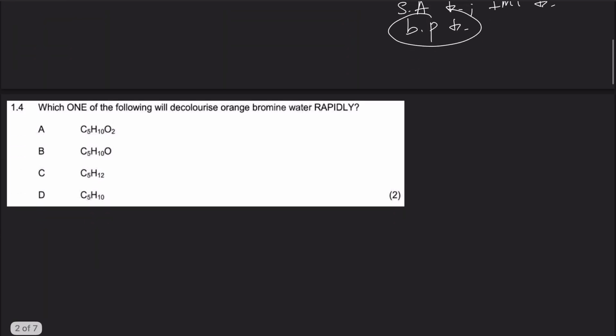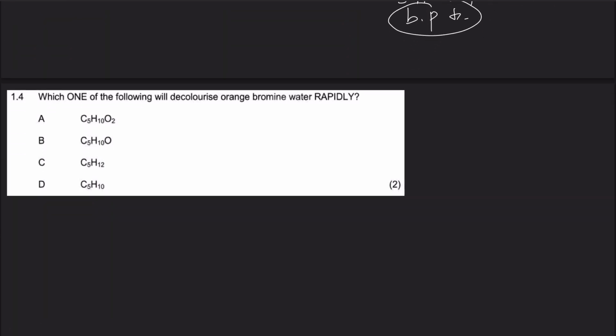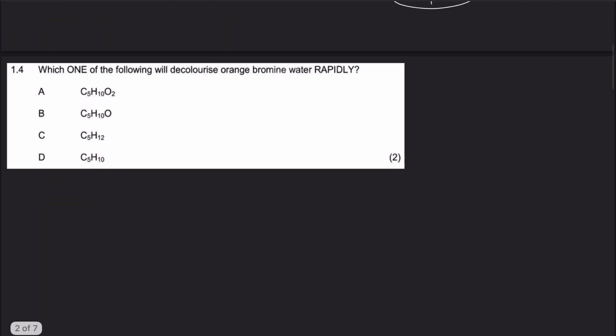Right, so let's move on. Question 1.4. Which one of the following will decolorize orange bromine water rapidly? So this is something referred to as a bromine test, right? And it is a bromine test for saturation.